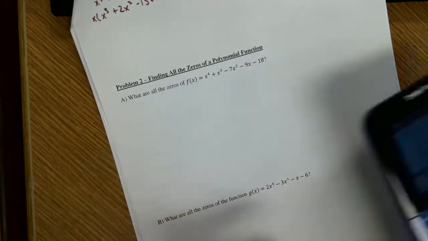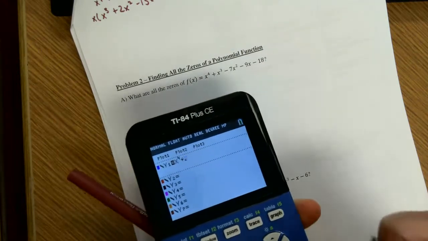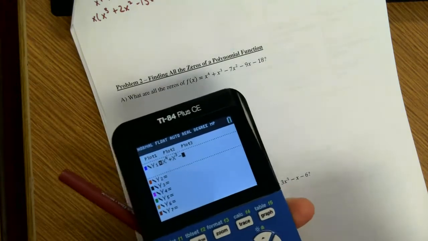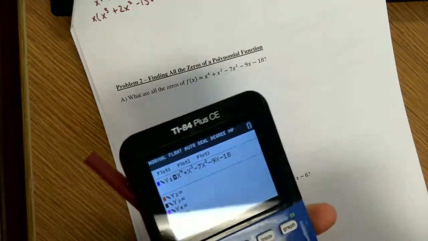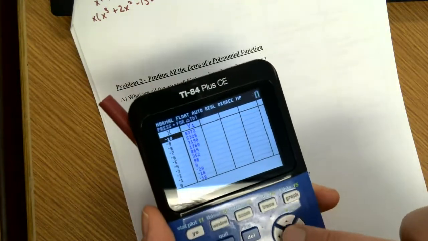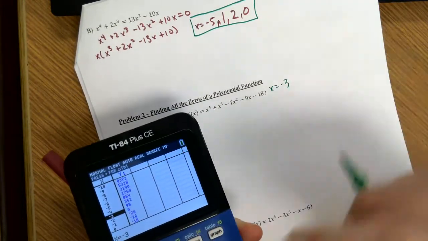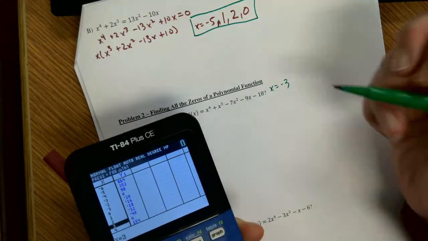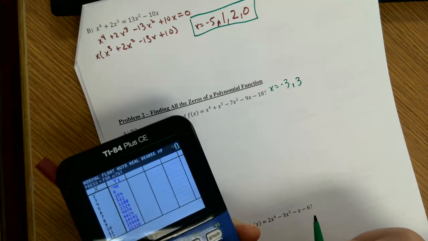So next one, finding the zeros here. We're only going to do this one for the video. So we're going into my calculator. X raised to the fourth plus x raised to the third minus 7x squared minus 9x minus 18. Second graph to get to the table. So we have a zero at -3 right there. I'm going to write that down: x equals -3. And at 3. And that's all we got.